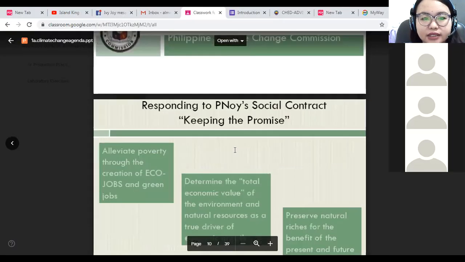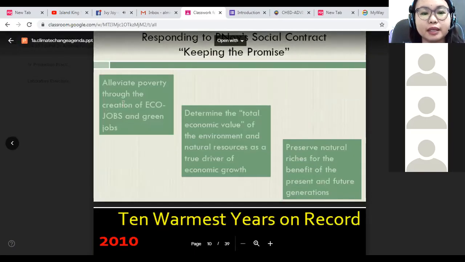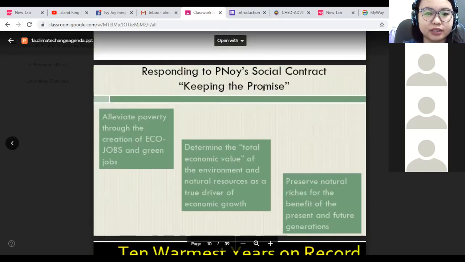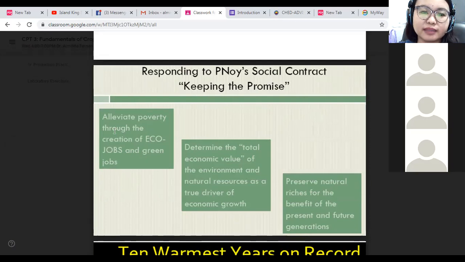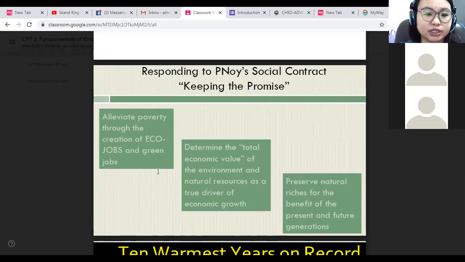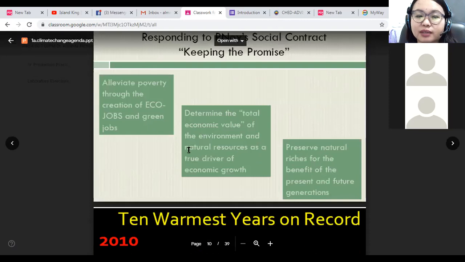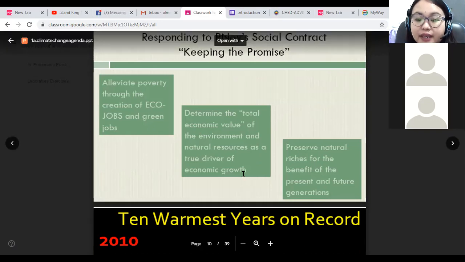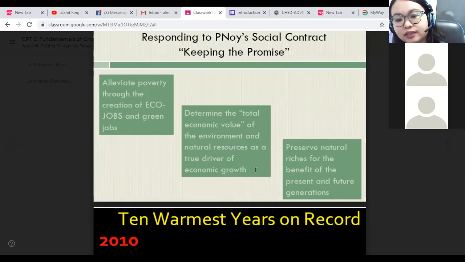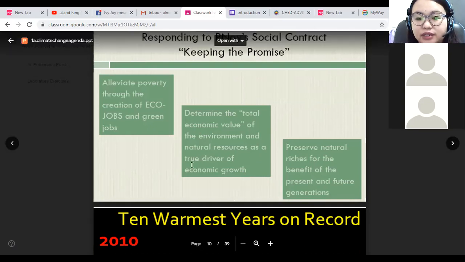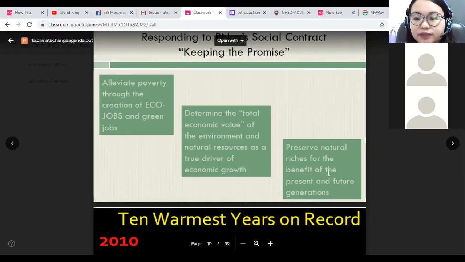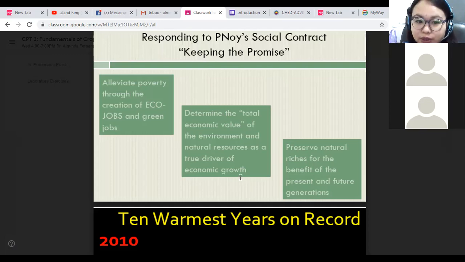Okay, so this is the action plan to alleviate poverty, even until the time of President Aquino. The Pinoy social contract: keeping the promise to alleviate poverty through the creation of eco jobs and green jobs. Determine the total economic value of the environment and natural resources as a true driver of economic growth. So take note, bakit kayo nag-agriculture? Your role as agriculturists or farmers are the key drivers, the true drivers of economic growth. Preserve natural riches for the benefit of the present and future generations.